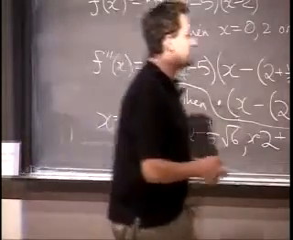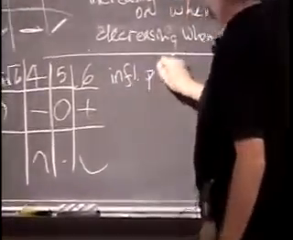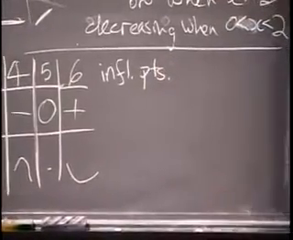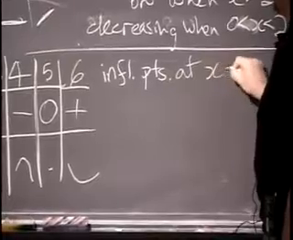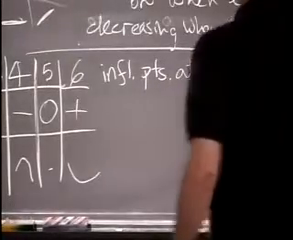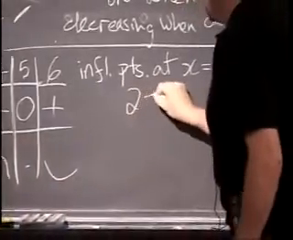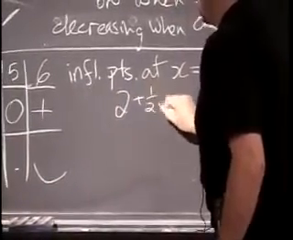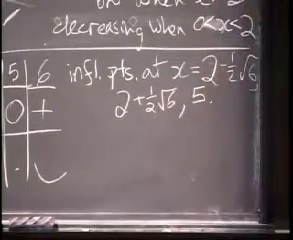So let's summarize. We have inflection points, which I will write infleputs, but you understand, hopefully, that I mean inflection points. And we see that we have one at 2 minus a half root 6, 2 plus a half root 6, and 5. So those are the 3 inflection points.